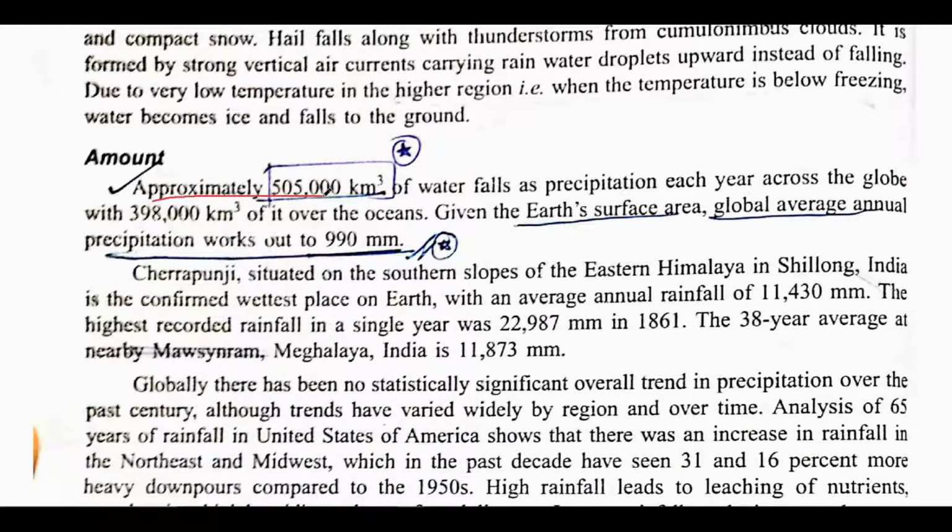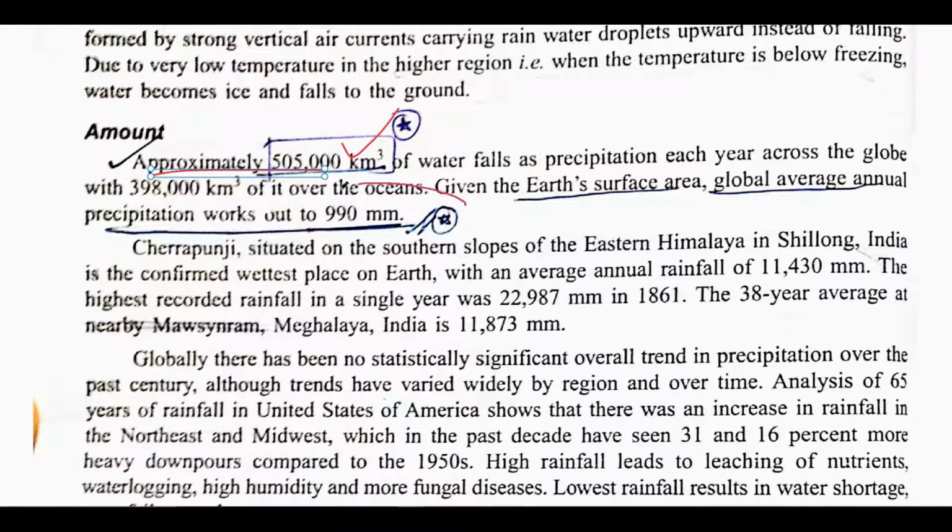Now, the total amount of precipitation that falls every year across the globe is 505,000 cubic kilometers. This is very important. The average annual precipitation is 990 mm, while for India it is 1140 mm.